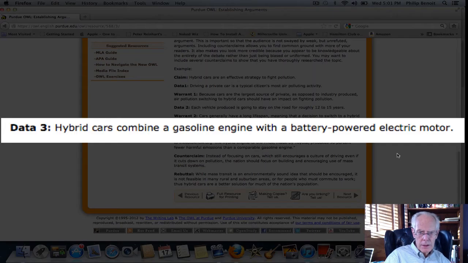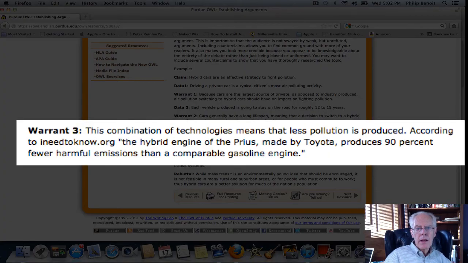So here's another data item. Hybrid cars combine a gasoline engine with a battery-powered electric motor. Okay, so there is a contention, a statement. How does that relate to our claim? Warrant 3 explains that. This combination of technologies, i.e. gasoline engine and battery-powered electric motor, means that less pollution is produced.